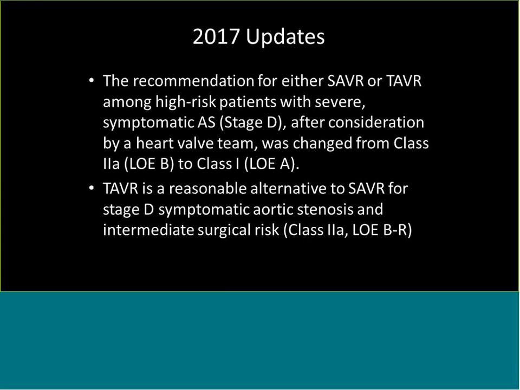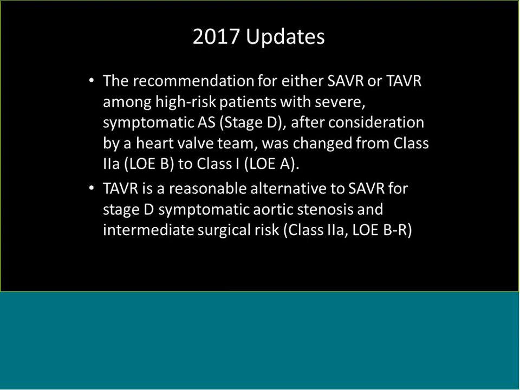Some 2017 updates, which we talked about at the ACC, and I think Jenny went over these too because they involve TAVR, were that the recommendation for either surgical AVR or transcatheter AVR among high-risk patients with severe symptomatic AS, stage D patients, after consideration by the heart valve team, was changed from a class 2A, level of evidence B, to a class 1, level of evidence A indication. So that's the strongest level of indication that we can provide.